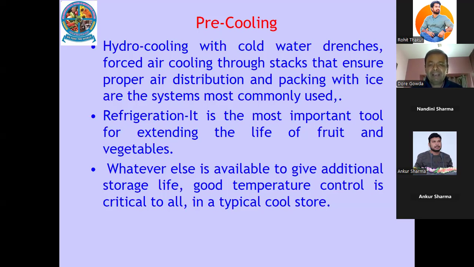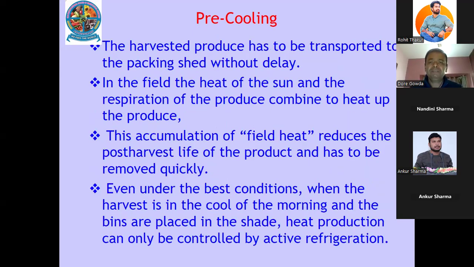Whatever else is available to give additional storage life, good temperature control is critical to all in a typical cool store. The harvested produce has to be transported to the packing shed without delay. In the field, the heat of the sun and the respiration of the produce combine to heat it up. This accumulation of field heat reduces the post-harvest life of the product.